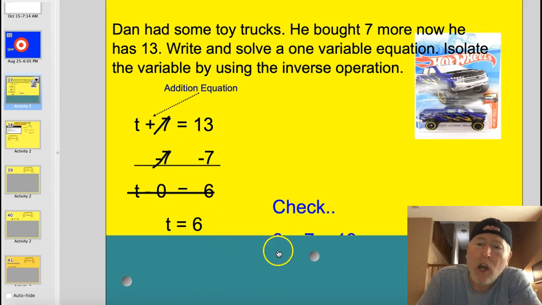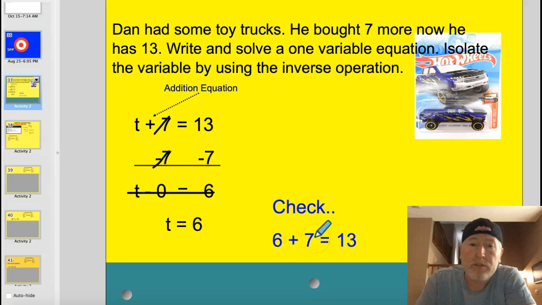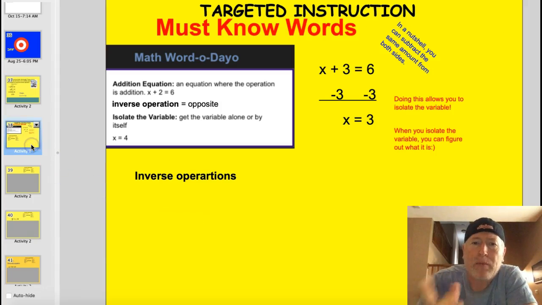All right, that's a lot. Okay, finally, we need to check it. So you just substitute the variable in. 6 plus 7 is 13. Bam, done. Let's look more at this vocabulary. Just review this a little bit more. First of all, addition equation. Addition equation is any equation where the operation is addition. X plus 2 equals 6. There's addition. That's an addition equation.